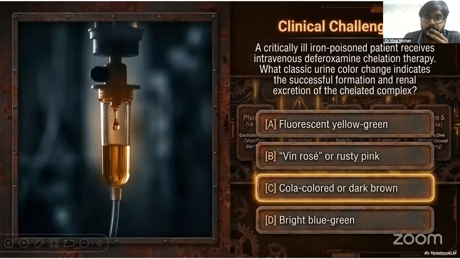The next question. A critically ill iron poison patient receives IV deferoxamine chelation therapy. What clinical urine color change indicates the successful formation and renal excretion of the chelated complex? Is it a fluorescent yellow-green, a windrose pattern, cola-colored or dark brown, or a bright blue-green color?